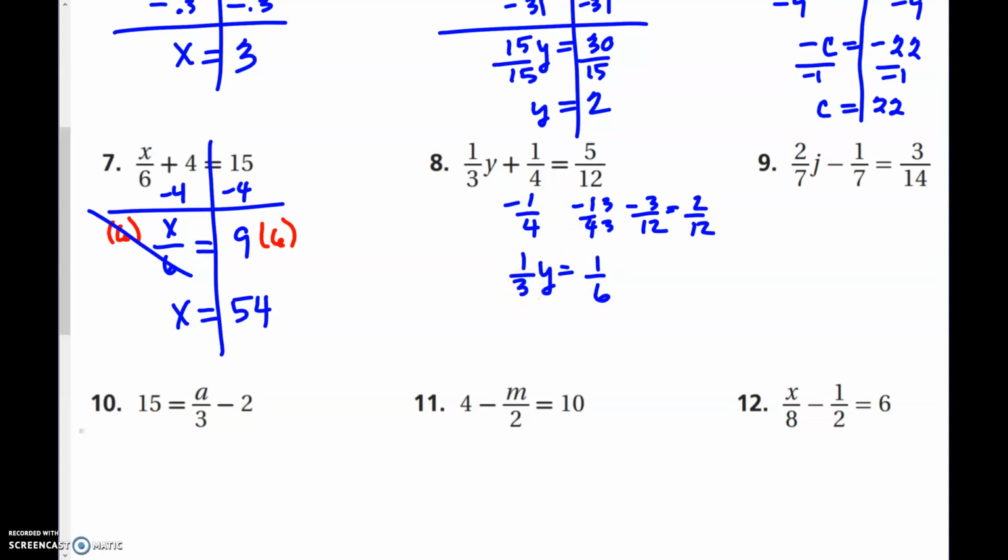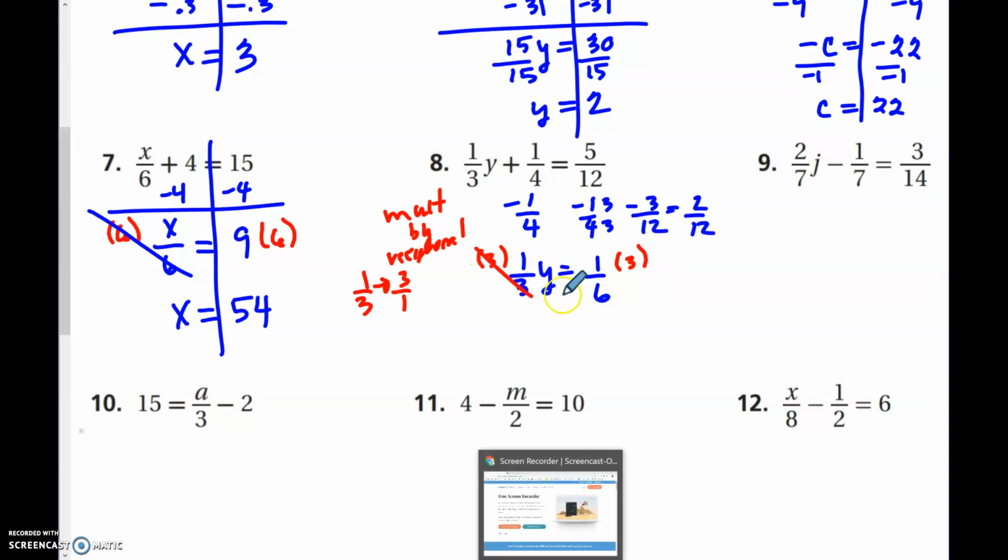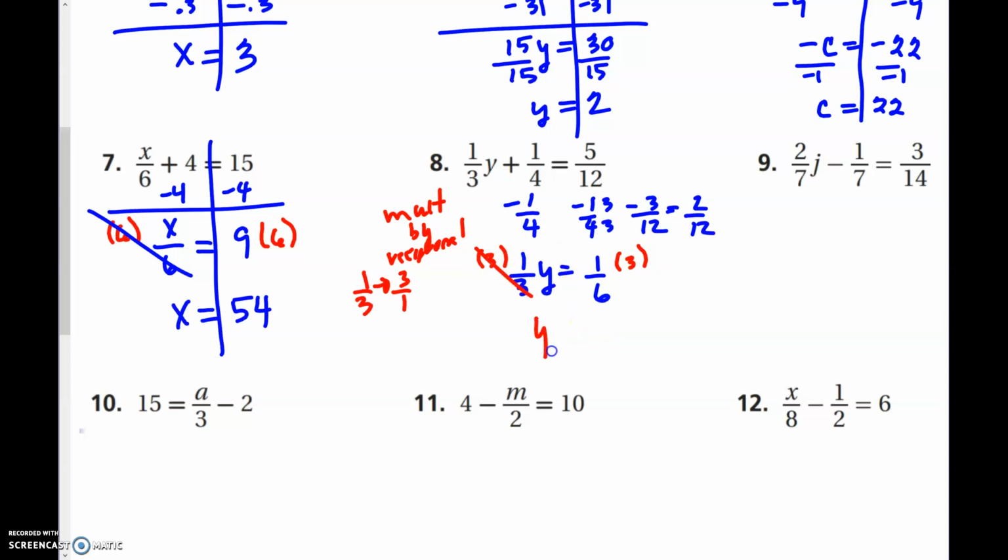Now, this says 1/3. Now remember, whenever we do these, we multiply by the reciprocal. And the reciprocal is flipping this. So 1/3, the reciprocal is 3/1. So I'm going to multiply both sides by 3. These 3's cancel out, and I'm left with 1y. But remember, math people say that we don't have to write the 1, so we just have y equals. And 3 goes into 6 twice, so I get 1/2.